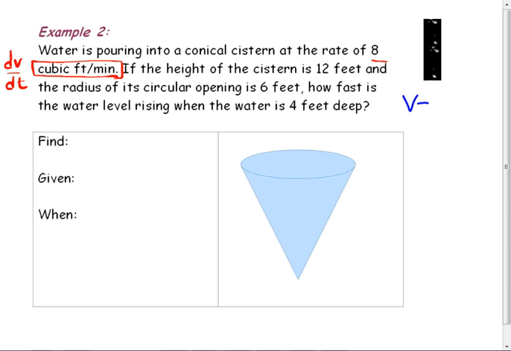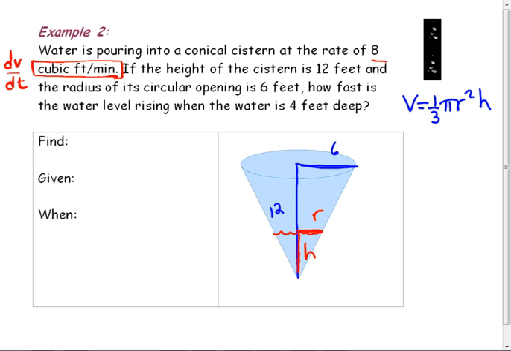Well, how do you know you need this formula? Until you do the find and the given and the when, because that tells you what you're relating. And we also need to make sure we're all on the same page with our variables. So this is 12 feet, right? This is 6 feet. Now the water is changing. It's moving. So what do you want to call that height? H. And what do you want to call this radius? R. Is it different at different heights, the radius? Is it changing? What about the radius up here? That's different, isn't it? Okay.